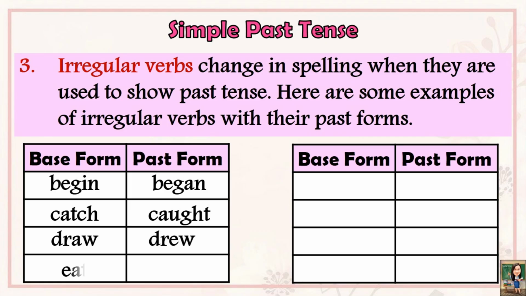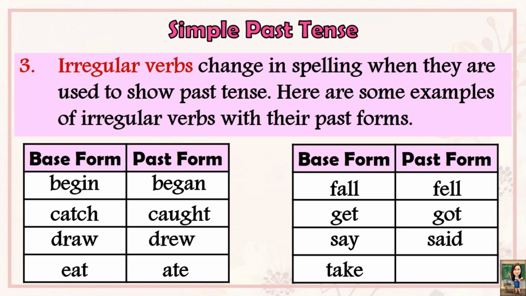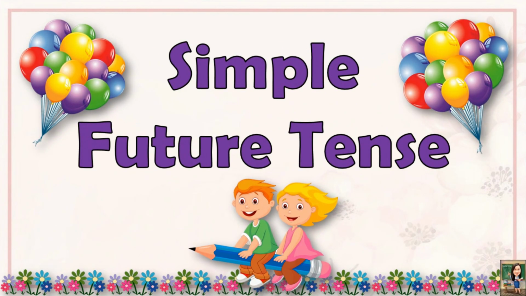Next is eat. The past form of eat is ate. Next is fall. The past form of fall is fell. Next verb is get. The past form of get is got. Next is say. The past form of say is said. Next is take. The past form of take is took. Now, let's study simple future tense.